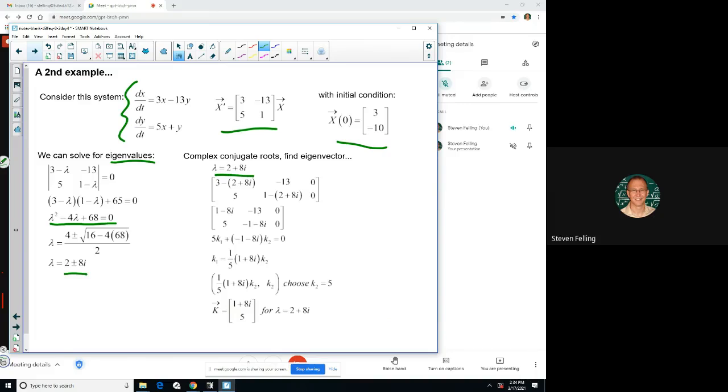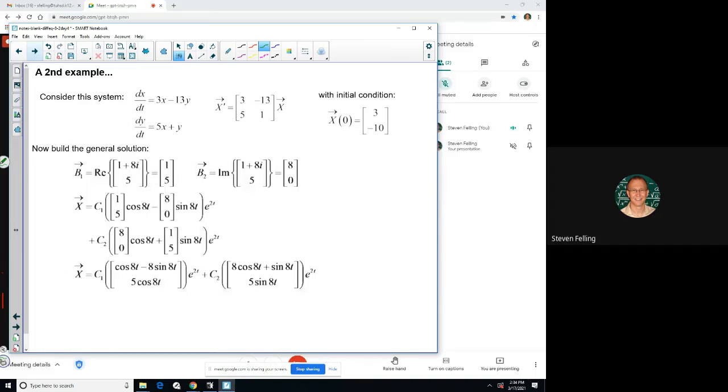We can find an initial complex eigenvector here, k, by picking one of the equations to work with. I picked the second one in this case. And we get 1 plus 8i for the x constant, and k2 is 5. Right? And then you have to build the solution by finding separate vectors b1 and b2 with the real and imaginary parts. So the real part would be (1, 5). The imaginary part would be (8, 0).